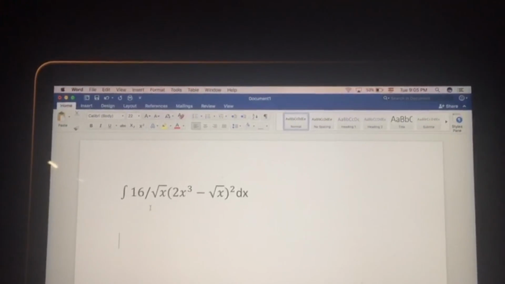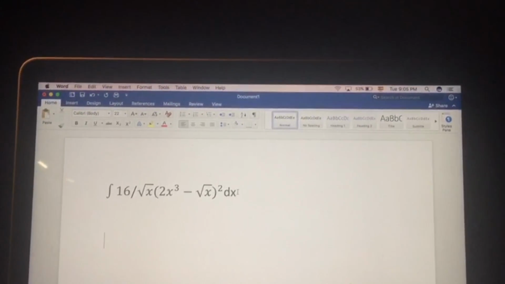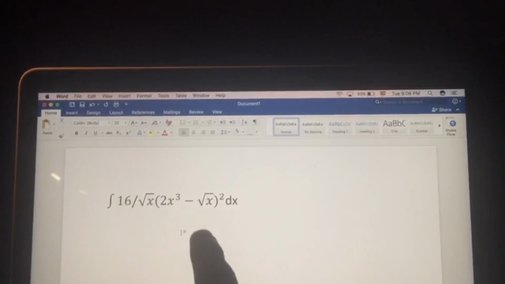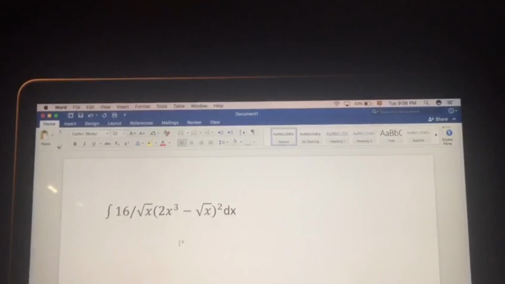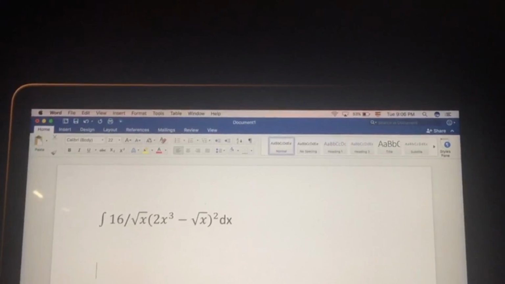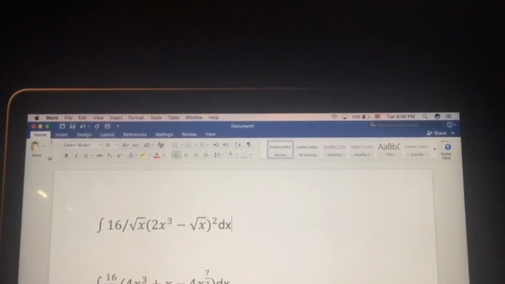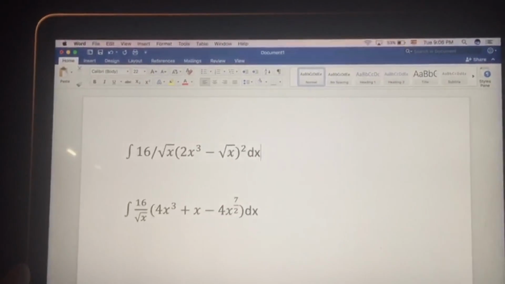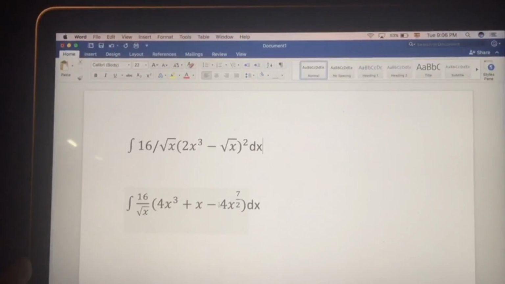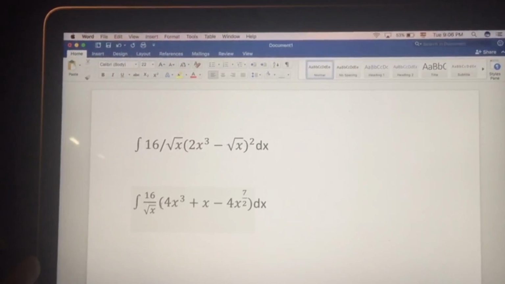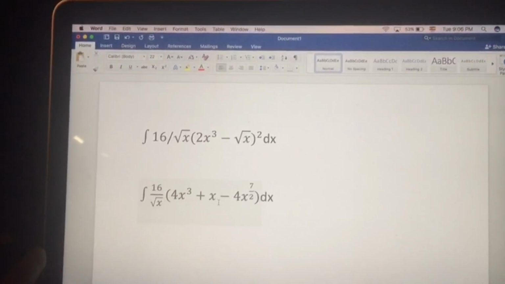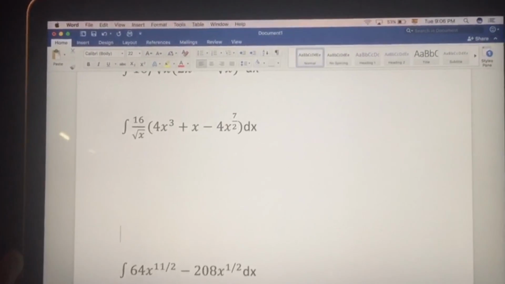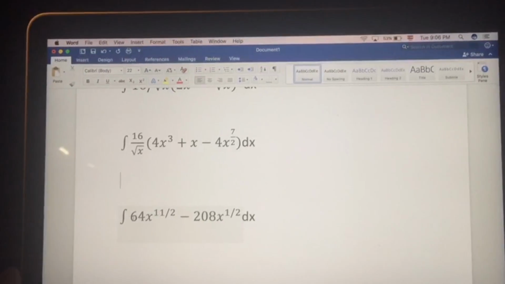Now we're going to show you how to antiderive this problem using expansion. So first we have to multiply this term using FOIL. And when we expand this term using FOIL, we will get 4x to the third plus x minus 4x to the 7 halves. Now that we have expanded this term, we will multiply this term by each of these single terms, and we will get this answer. This will be our answer.